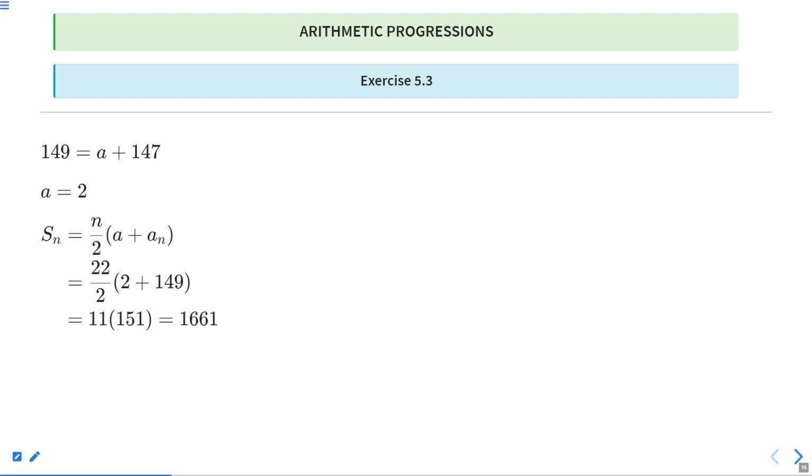Okay, and if we calculate it, then we'll get the value of A. So here the value of A is equal to 2, and we know that the sum of first n terms Sn is equal to n by 2 times A plus An. Okay, and here we know the value of n, value of A, and the value of An. Now if we put these values in this formula, then we'll get Sn is equal to 22 by 2 times 2 plus 149. Okay, and this is equal to 11 times 151, that is equal to 1661.